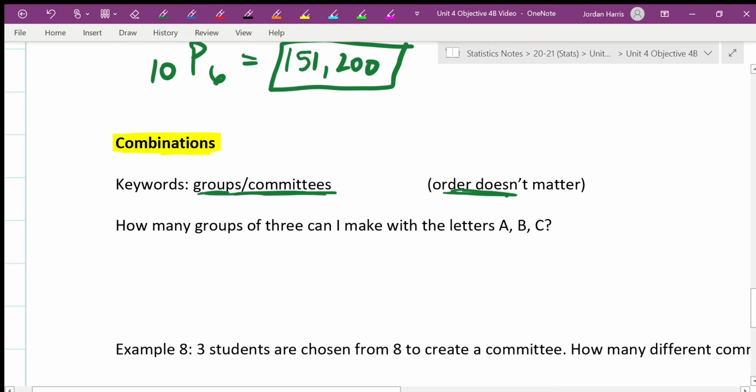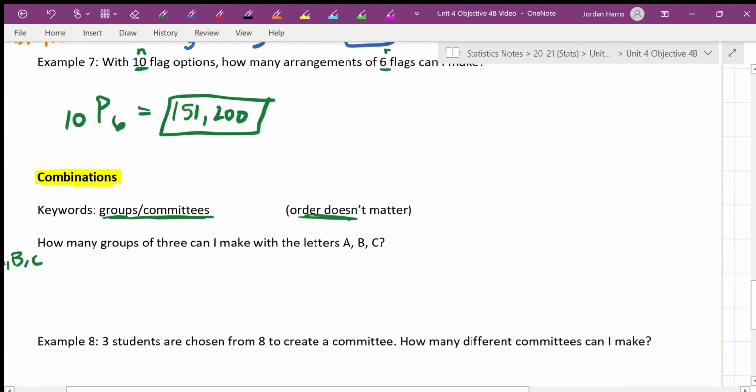So this first question is not very exciting because it says how many groups can we make with the letters A, B, or C? I mean, think about it. If I'm using all of them, I can make one group. It has an A and a B and a C in it. That's it. So there's only one group.